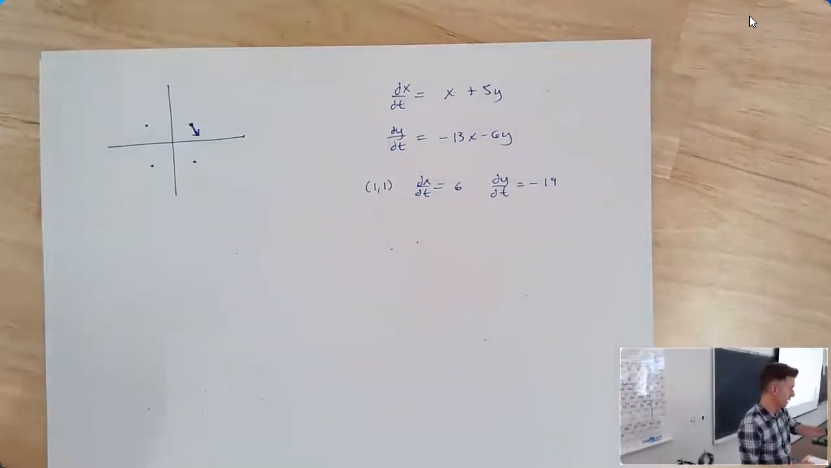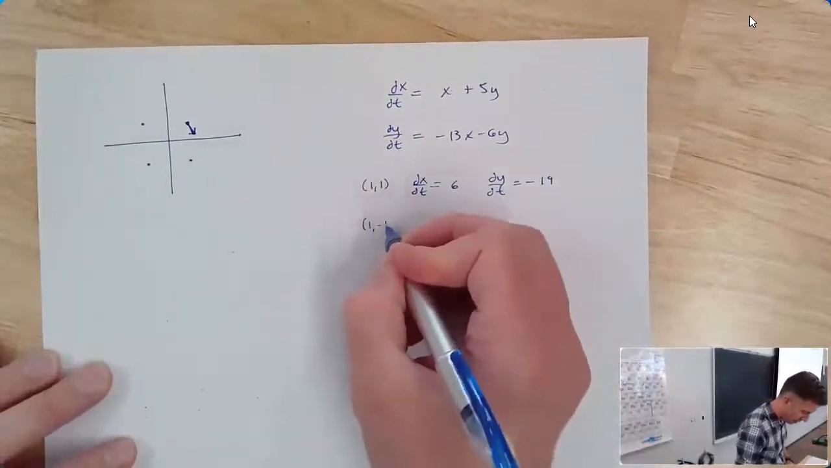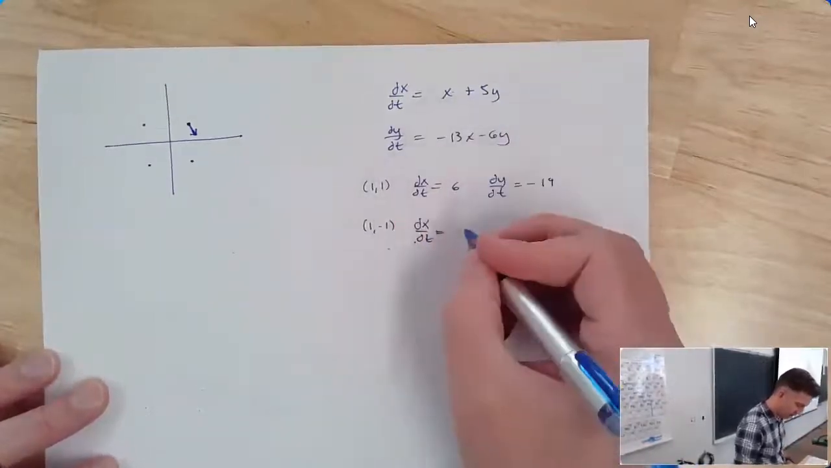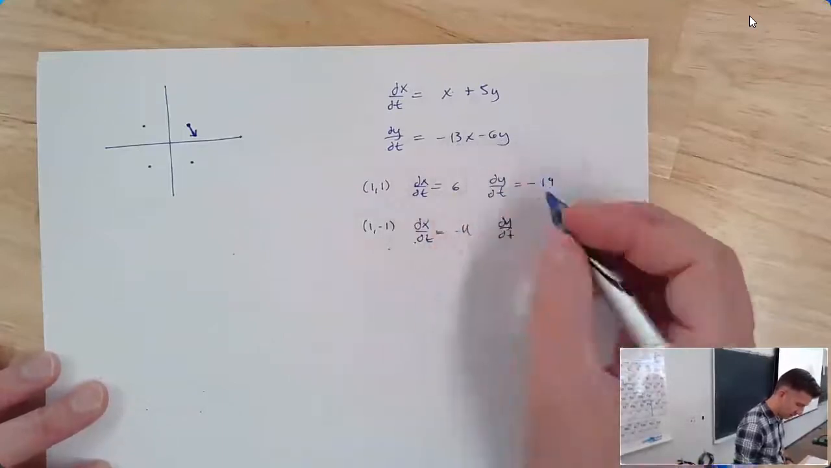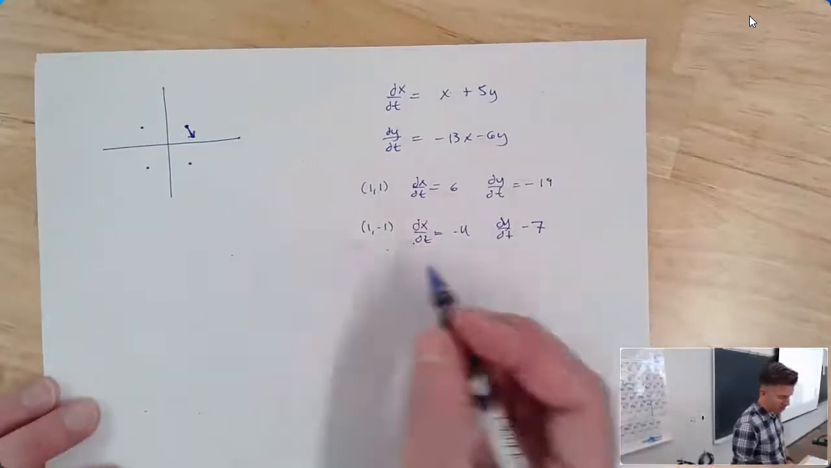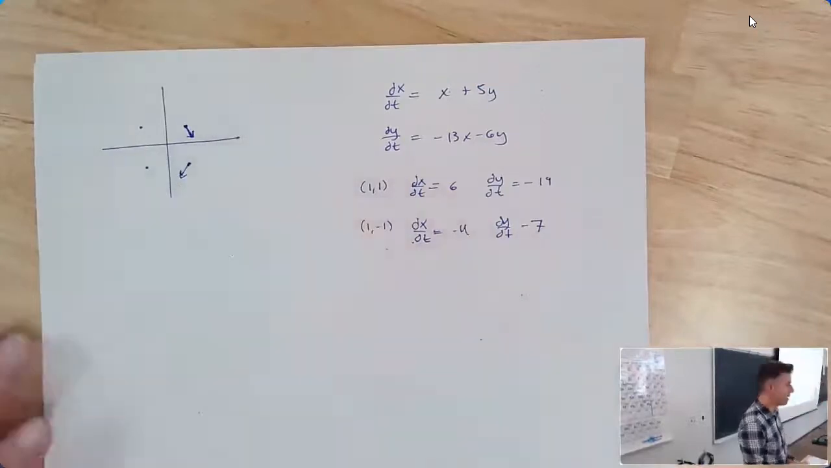Now, one second, okay. So let me say 2 more things before I get to you. We might test one more point. Let's say we want to test 1, negative 1 just to be absolutely sure. We test 1, negative 1, your dx/dt is 1 minus 5, your dy/dt is negative 13 plus 6, which is negative 7. So we're going left and down. Yeah, I'm pretty convinced. And we're going more down than left, so we're going kind of like that. Looking pretty clockwise to me.